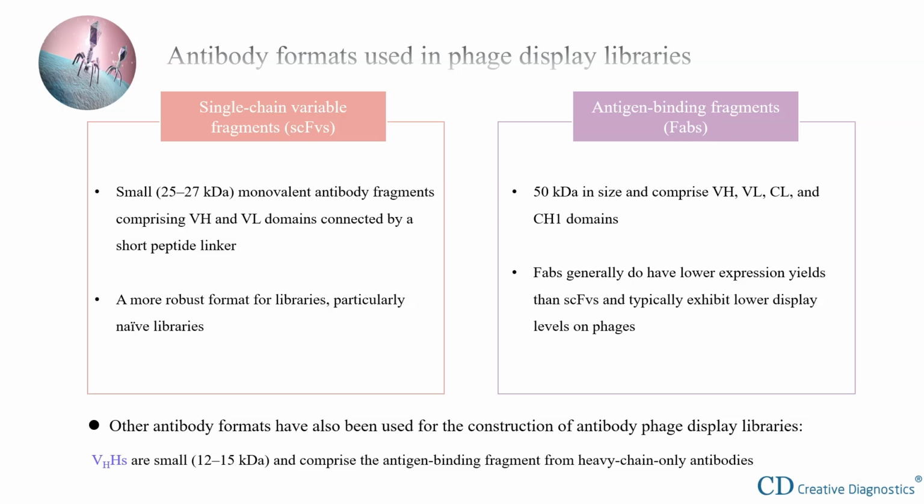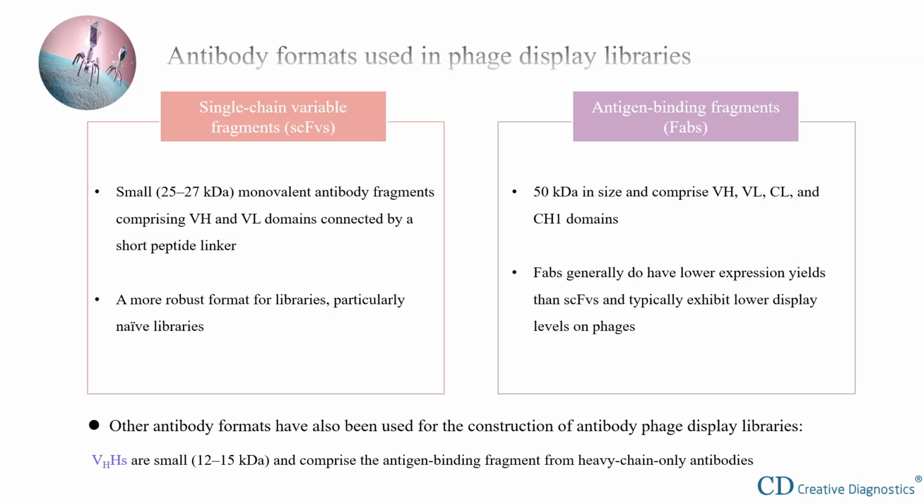There is potential for loss of affinity on conversion of scFv to the Fab/IgG format, which might be less of an issue for antibodies discovered directly in the Fab format. However, Fabs generally have lower expression yields than scFvs and typically exhibit lower display levels on phages, making scFvs a more robust format for libraries, particularly naive libraries.